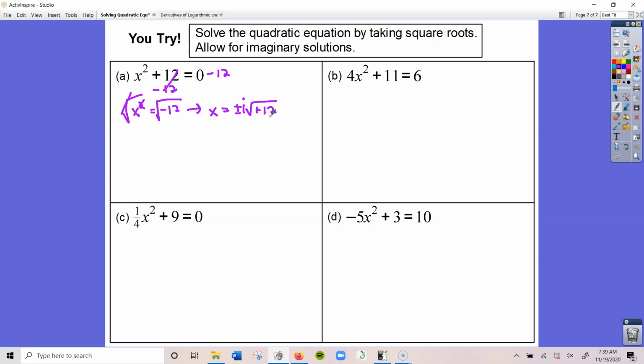And now we're going to try to simplify 12. 12 is when you multiply 4 and 3. And 4, of course, is 2 and 2. So this 2 will go outside, the 3 will stay inside. So my final answer would be x equals plus or minus 2i square root 3.